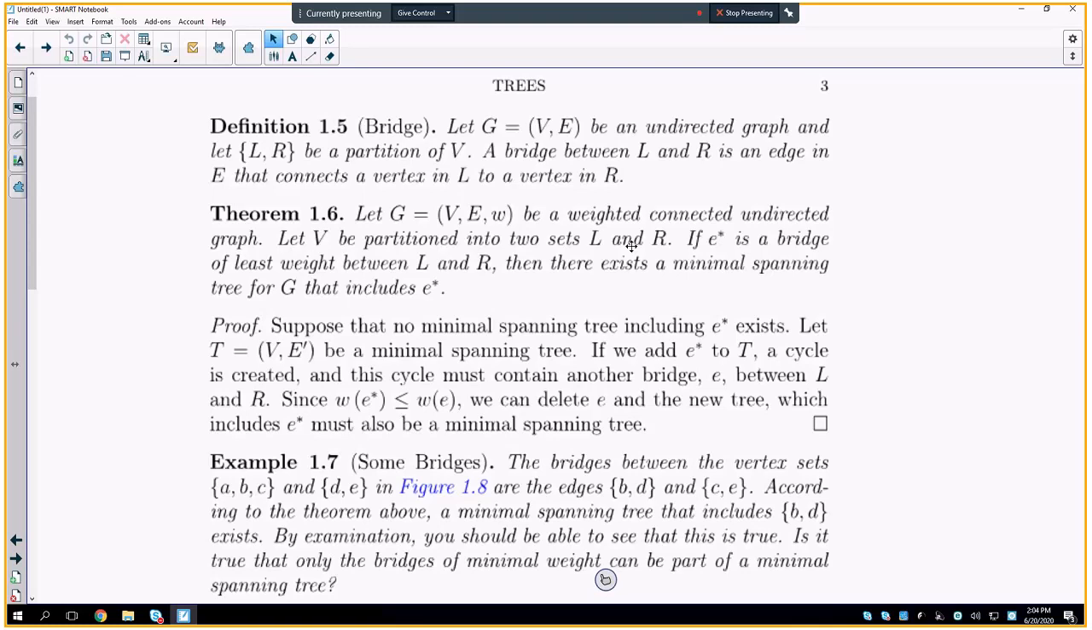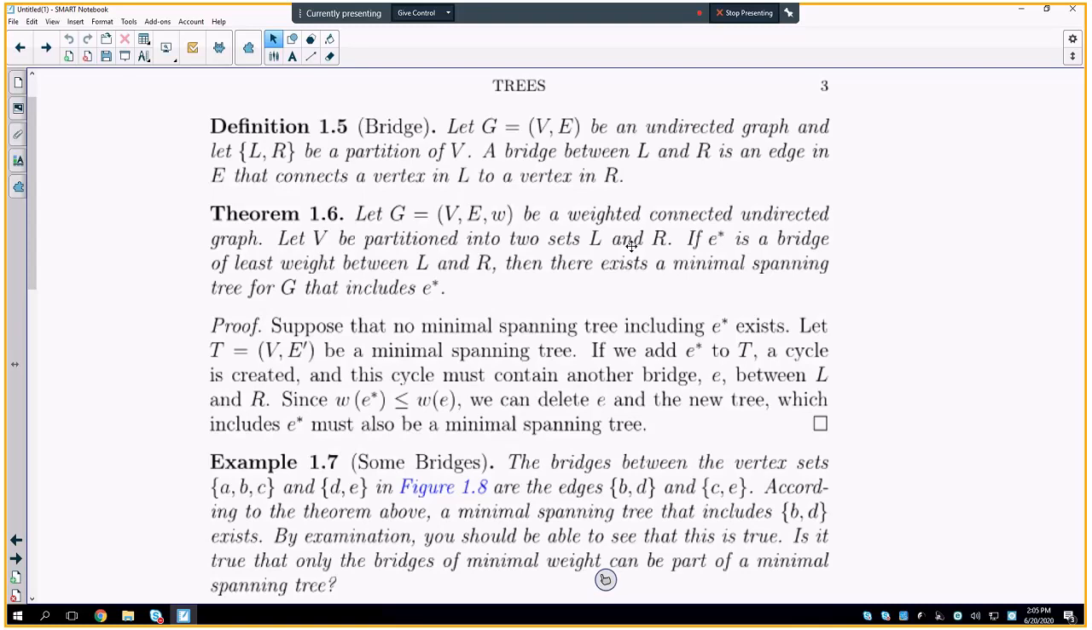The proof is pretty simple and formal. Suppose that no minimal spanning tree including E star exists. Let T = (V, E prime) be a minimal spanning tree. If we add E star to the tree, then we get a cycle, and this cycle must contain another bridge E between L and R. But because the weight of E star is less than or equal to the weight of E, we can delete E, still get the connection, and we get a new tree, which includes E star as part of the minimal spanning tree.